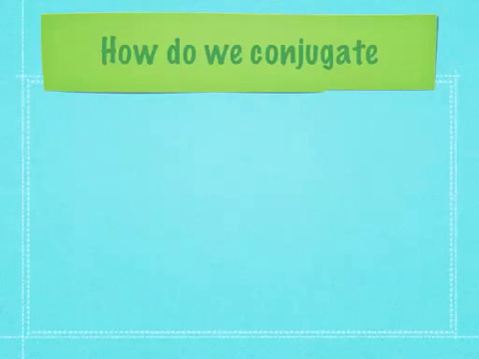So how do we conjugate? How do we use the patterns? How do we use the endings? So, first of all, what we have to do is we have a verb like trabajar. Now, the first thing we do is take out the AR. We're left with the stem of the word. So we have trabaj, no AR.